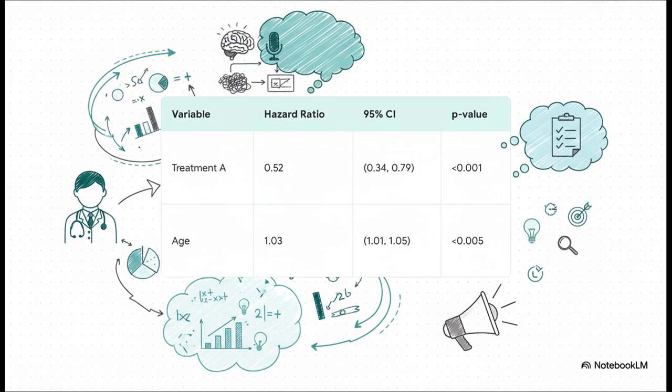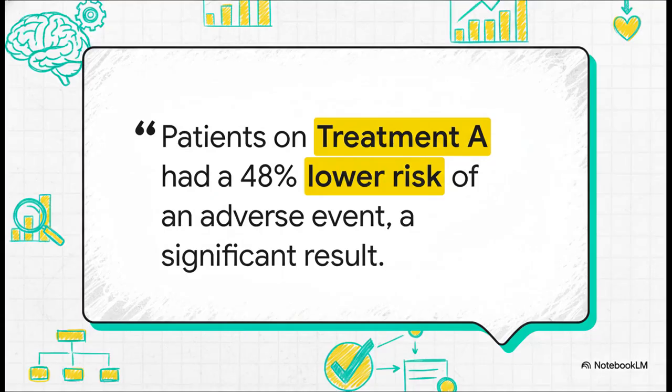I mean, the real question a doctor has is, okay, that's great, but what does a hazard ratio of 0.52 actually mean for the person sitting in my office? And here it is. This is the magic. That AI layer takes that dense table of numbers and turns it into this, a clear, natural sentence. Patients on treatment A had a 48% lower risk of an adverse event. All of a sudden, that insight isn't just a number. It's immediate, it's understandable, and it's something you can act on.